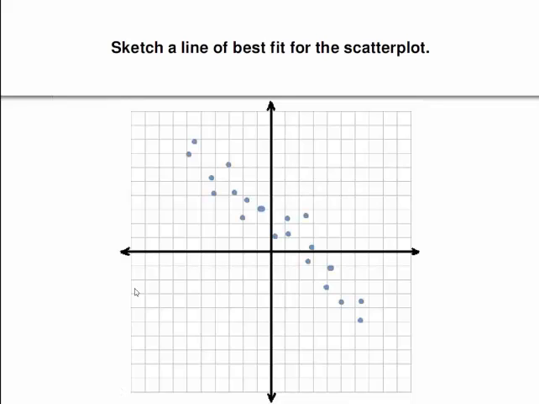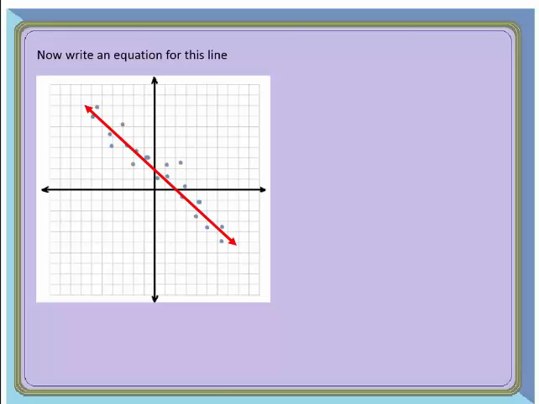All right, so let's take a look at this one. First of all, tell me what type of correlation this is. It's a negative, strong. And if I were to sketch a line of best fit, it would be right about there. Is it perfect? No. Is it exact? No. So, if you had to estimate what the equation of this line would be, what would it be?